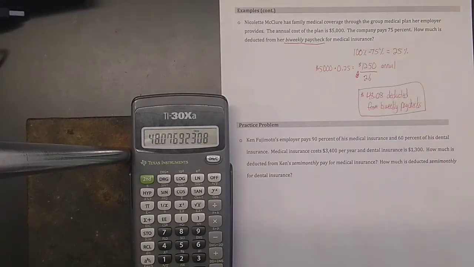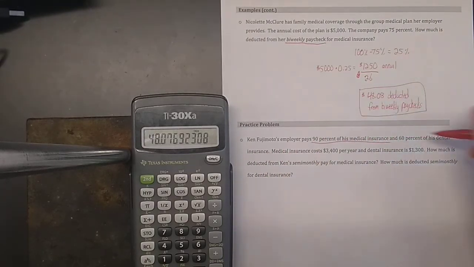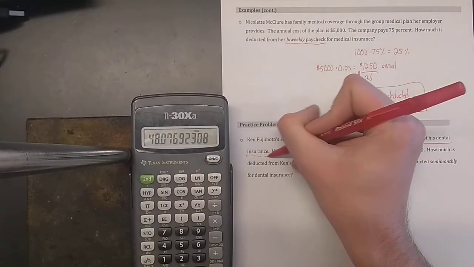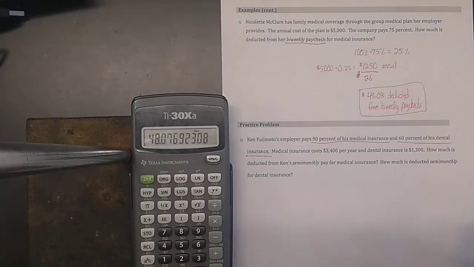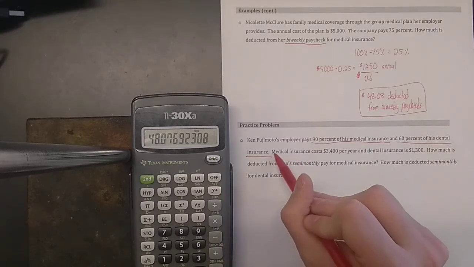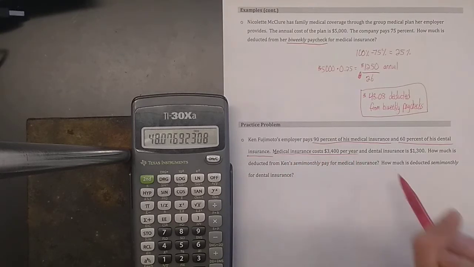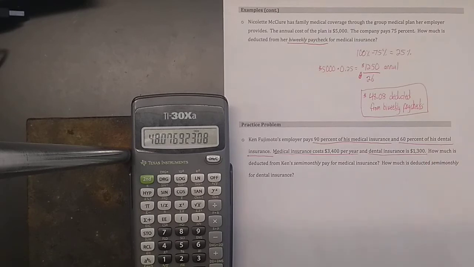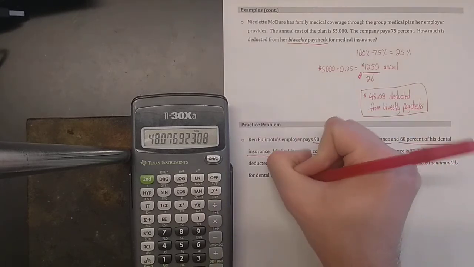We'll do one more example. This one's a little bit more complicated because sometimes you'll see this group health insurance cost split over a couple of different insurance policies. For instance, Ken Fujimoto's employer pays 90% of his medical insurance and 60% of his dental insurance. So we've got medical and dental actually split up, and this is fairly common. You see this a lot. Medical costs $3,400 per year. Dental costs $1,300 per year. How much is deducted from his semi-monthly pay for medical insurance? Let's just worry about medical for right now.